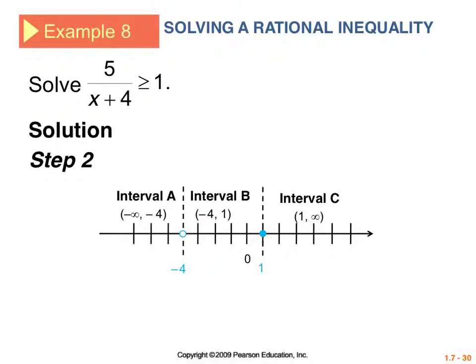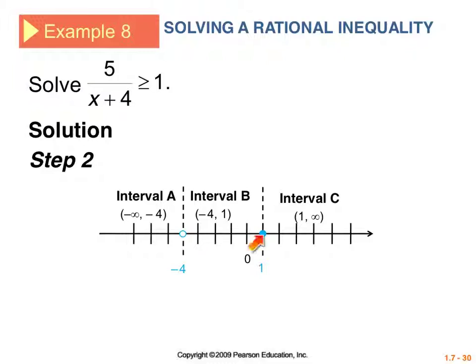So here we see a picture of each of the intervals created by the boundary points that we just found with our rational inequality. And now our job is to test a value in each of these intervals to determine which one is going to be included and which one is not.